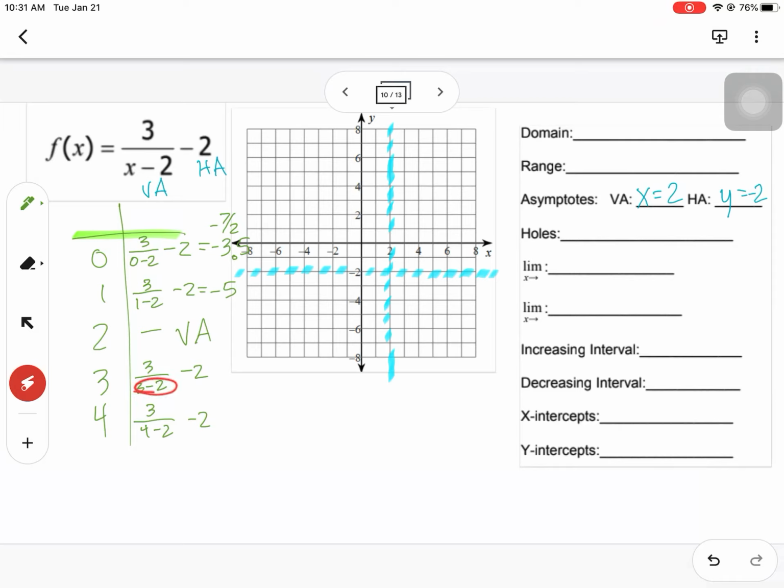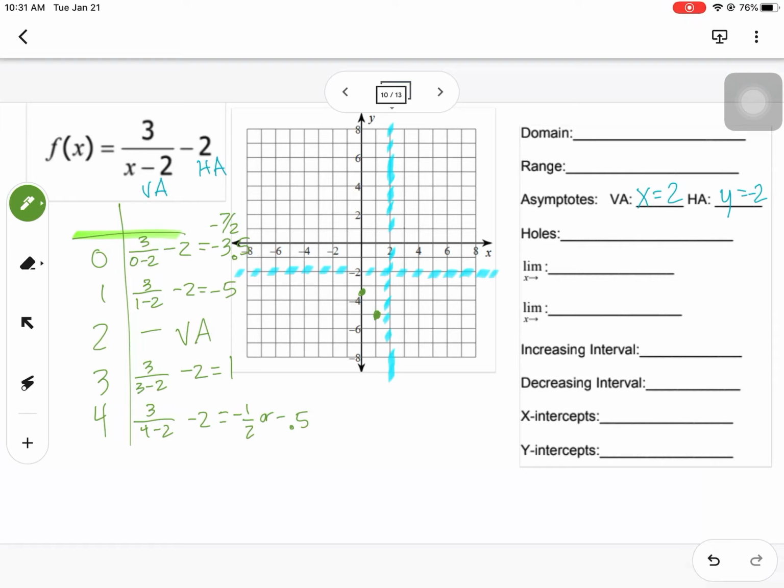Going now to the other side, 3 minus 2 is 1, so this is 3 over 1 or just 3. And then lastly, 4 minus 2 is positive 2, so it's 3 over 2 or 1.5. Minus 2 gives me either negative 1/2, or you can write it as negative 0.5. And so I'm going to go ahead and plot these where they belong.